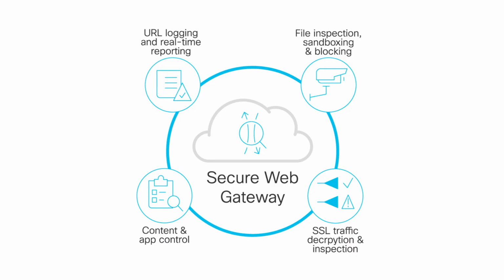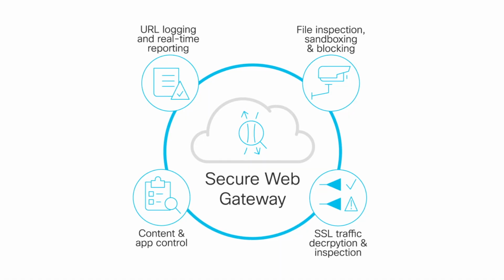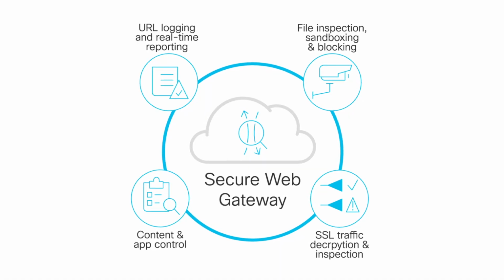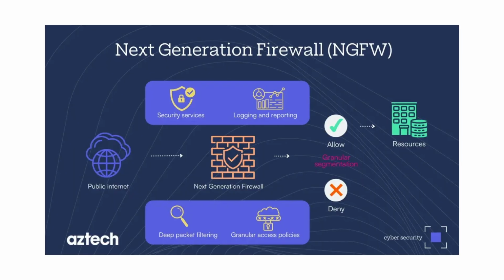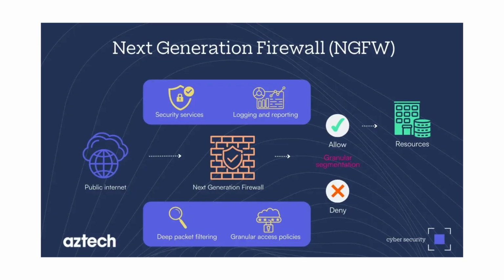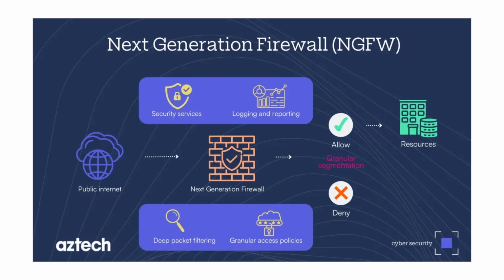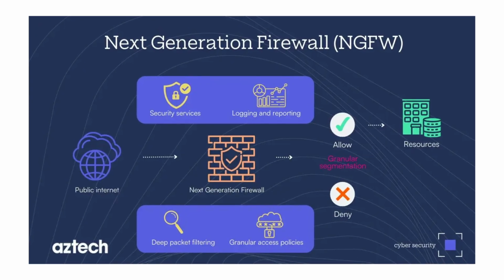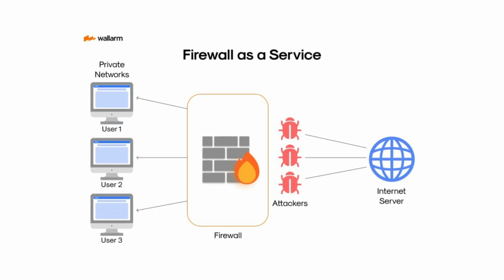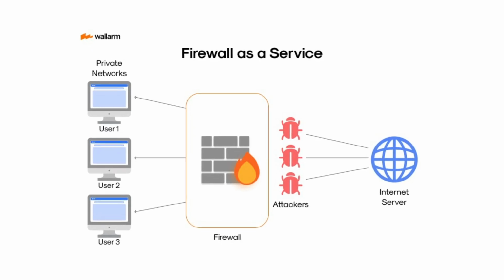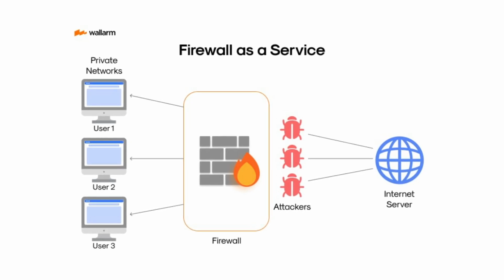A secure web gateway, or SWG, protects against web threats and enforces use policies at the application layer. It utilizes URL filtering, malware detection, and data loss prevention. A next-generation firewall, or NGFW, provides advanced capabilities like intrusion prevention and application control. It segments networks into trusted and untrusted zones. Firewall as a Service, or FWaaS, delivers NGFW features in the cloud. They filter traffic to prevent unauthorized access.